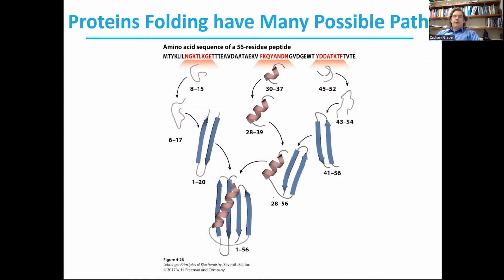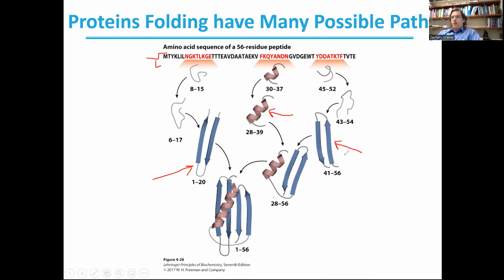So as we look at the folding process for a particular protein, you can imagine that there might be many possible paths for folding one protein. So here we have an example. We've got our amino acid sequence here, and we want to try to fold this up into a protein. Now you might have one segment that's going to fold into a beta sheet, so this early segment here, another segment that's going to form into an alpha helix, and a third segment that's going to form into another beta sheet.